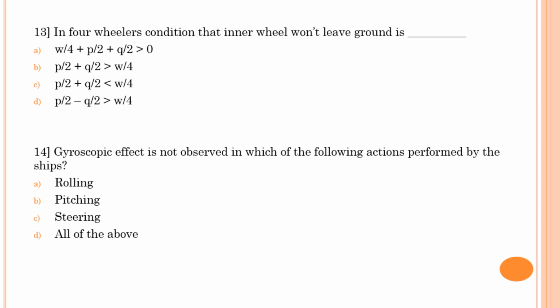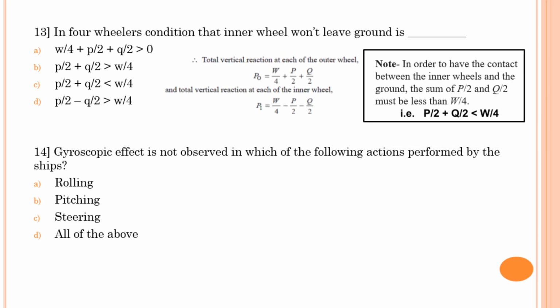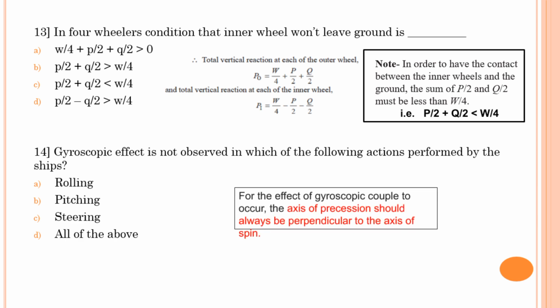While studying the effect of gyroscopic couple on four-wheel drive, we have seen the total reaction force on the outer wheel and inner wheel. W by 4 plus P by 2 plus Q by 2, and W by 4 minus P by 2 minus Q by 2. These will be the reaction forces on the outer and inner wheel. Now in order to have contact between the inner wheels and the ground, the sum of P by 2 and Q by 2 must be less than W by 4. This will be the condition of stability for a four-wheel drive. Therefore the correct option for this problem is P by 2 plus Q by 2 is less than W by 4.